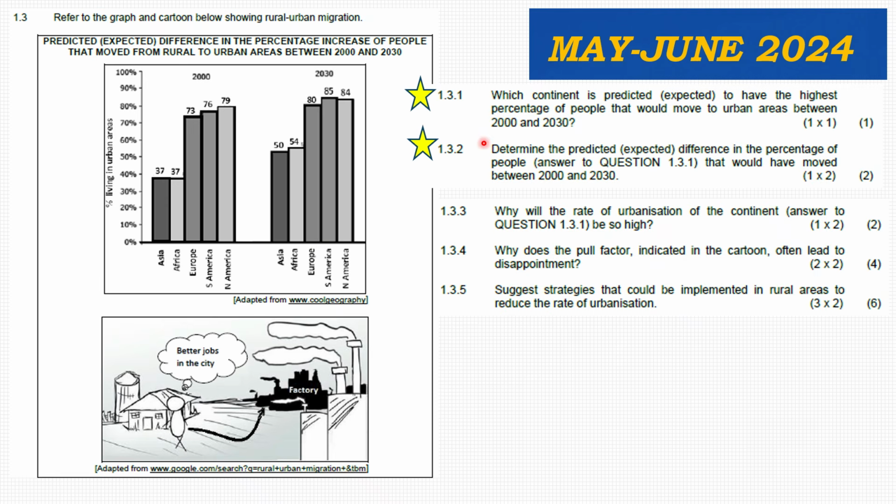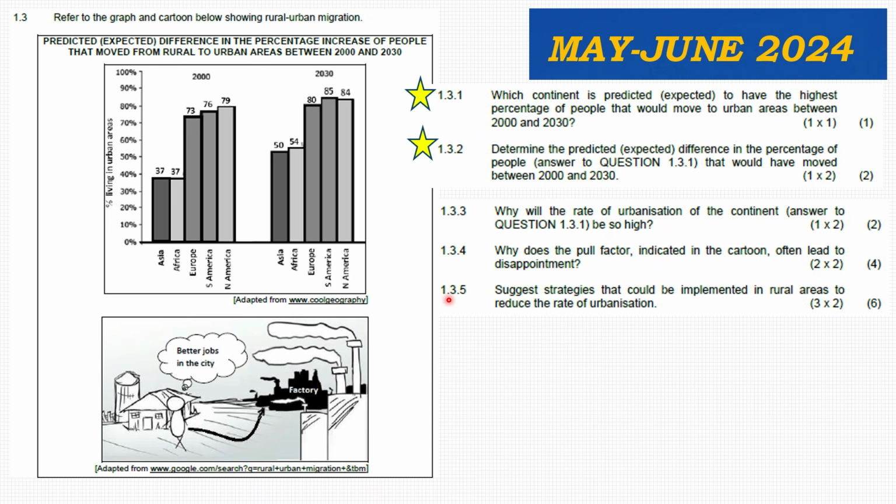1.3.1 says, oh no, before we go there, there's also a cartoon there. You can see that this person wants to go to the urban area for better jobs in the city. You can see that in the city we have more industries, there is more pollution, factories.